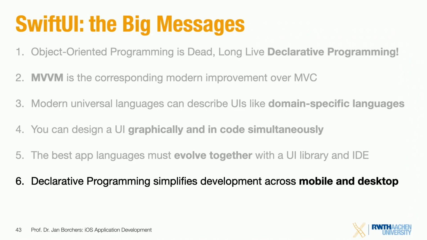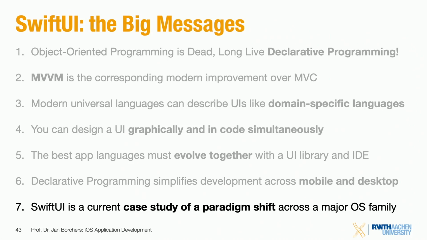And finally, declarative programming also lets you simplify development across mobile and desktop because you specify more what the end result is supposed to be, not how to get there step by step as you would maybe in object-oriented programming. And SwiftUI, whether you end up working with it or not, is definitely an interesting case study of a paradigm shift happening across a major operating system family.